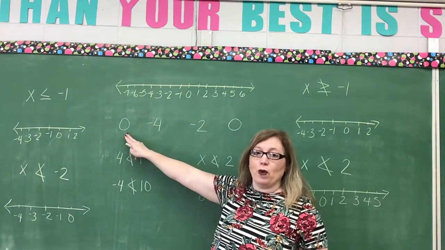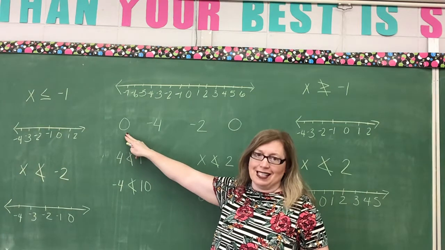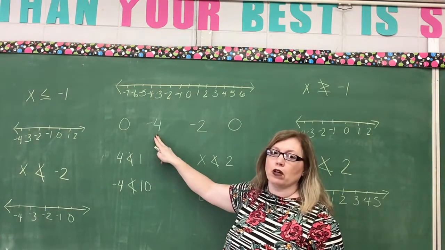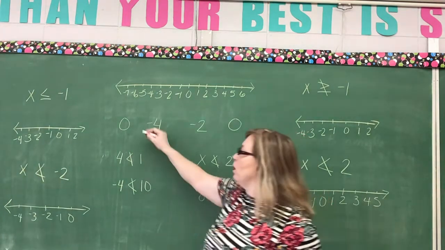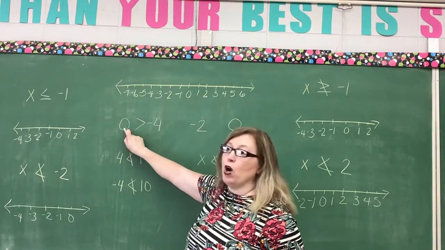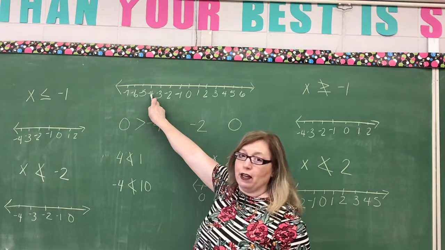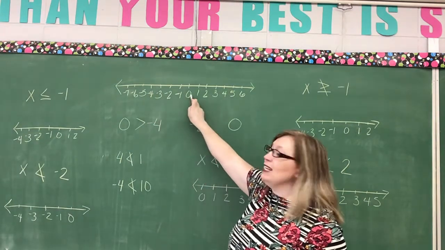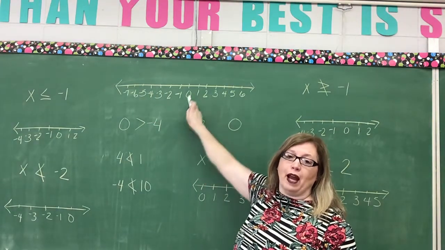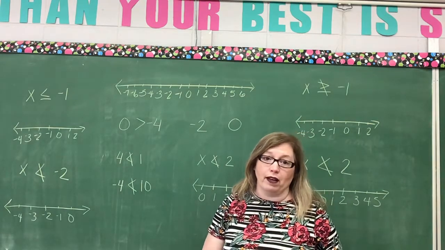0, is it greater than or less than -4? It is greater than. 0 is greater than -4. How do I know that? Well, here's -4, and 0 is to the right of it on the number line. That means that it is greater than, okay?